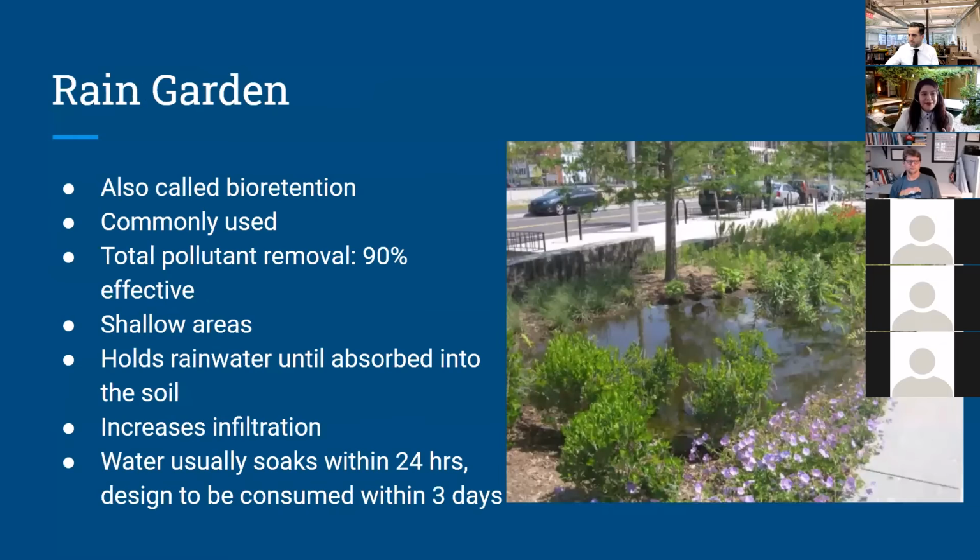basins. And I'm going to talk about the rain garden. So a rain garden is also called bioretention, and is the one that we mostly use, or at least I mostly use in my projects. This one is the most effective at removing pollutants, like 90%. This is because it has different types of vegetation that grow here and help infiltrate the water. It's usually used for shallow areas, so they are not really deep. They hold the rainwater until it's absorbed into the soil. It increases the infiltration because we have more natural elements in it. Usually the water soaks into the soil within 24 hours, but it's usually designed to be consumed within 3 days.